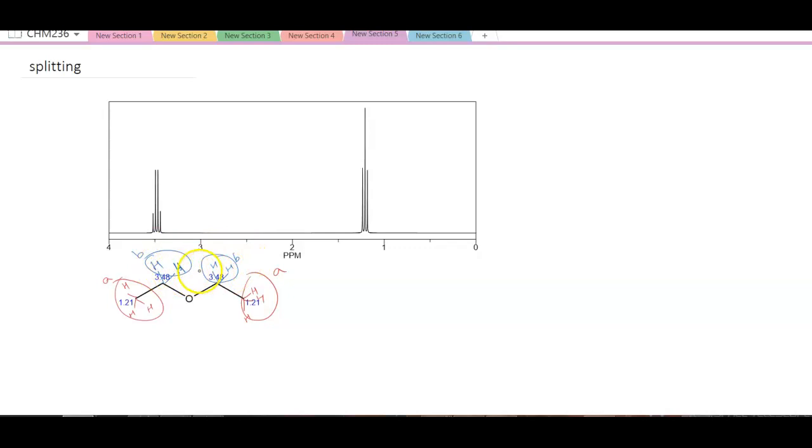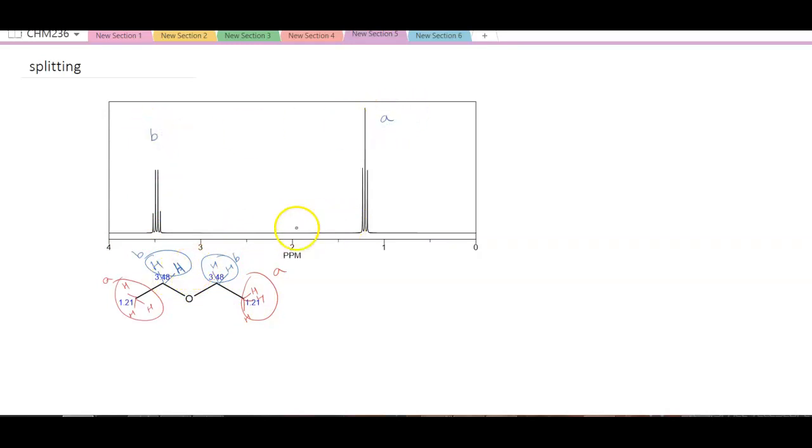So both the B's appear as one signal, and both sets of A's appear as one signal. Okay. Now can you predict which one would be A and which one would be B in this case? Remember that the one that is closer to the electronegative element is shifted downfield, so this should be my B signal and this should be my A signal.